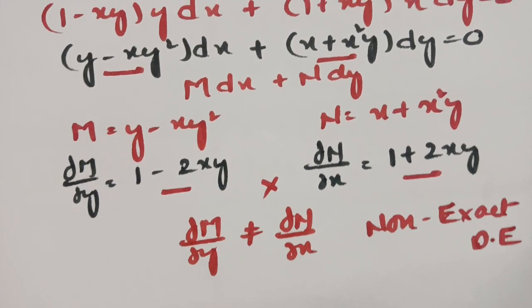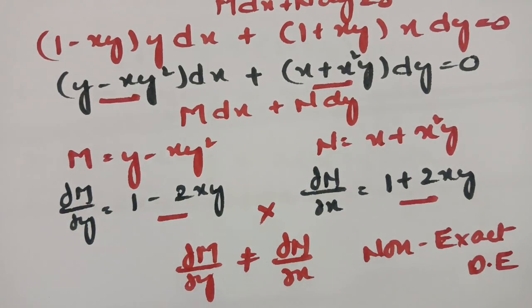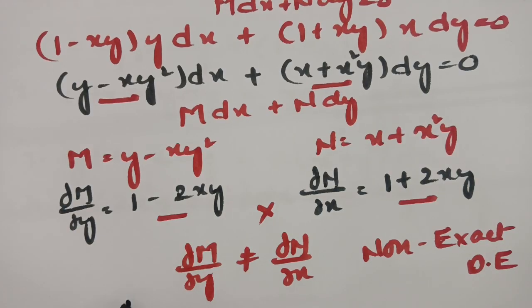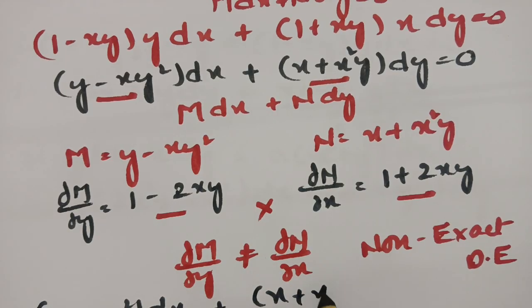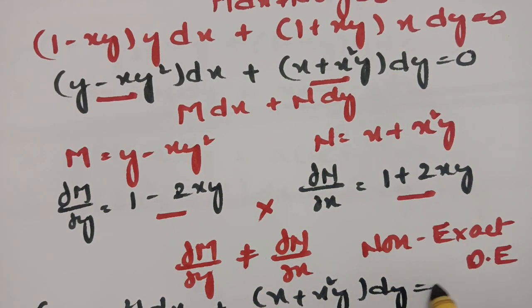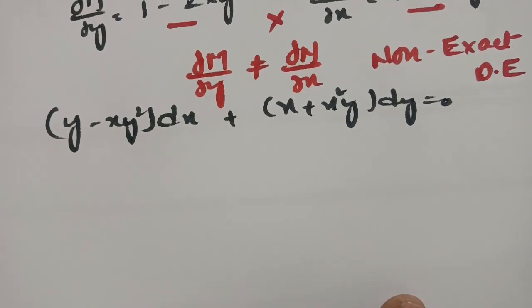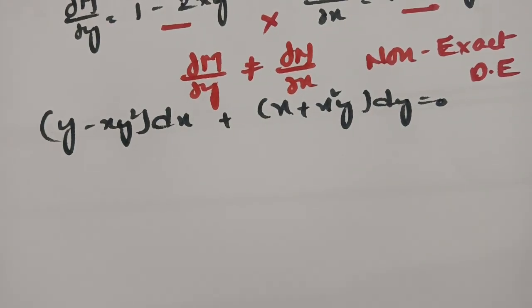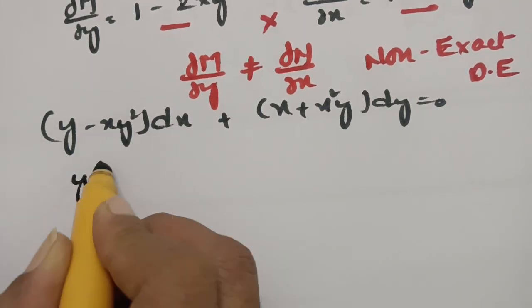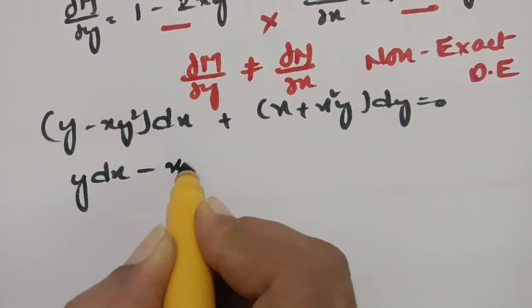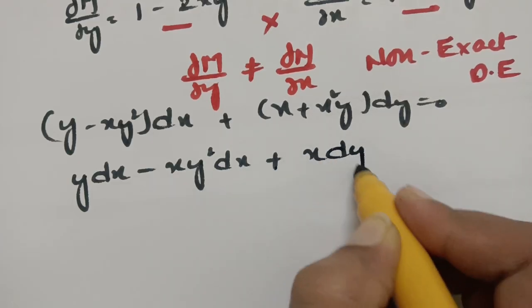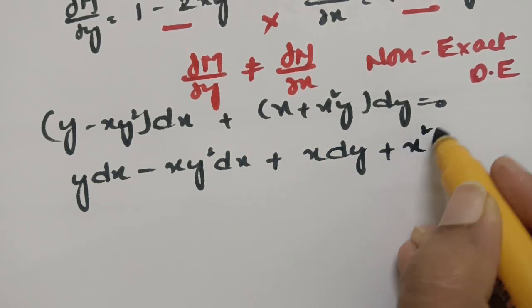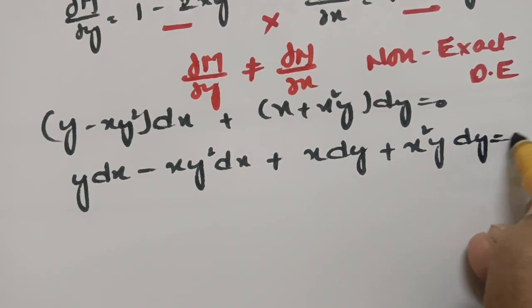So the first thing here is, the equation is (y - xy square) dx plus (x + x square y) dy is equal to 0. So this is the equation. Here, if you observe properly, I am going to solve by the inspection method. This is y into dx, and this is xy square dx, plus x dy, and if I multiply this one, this will be x square y into dy is equal to 0.